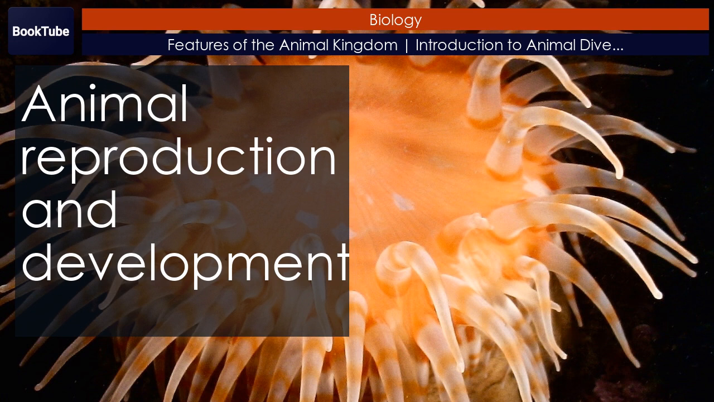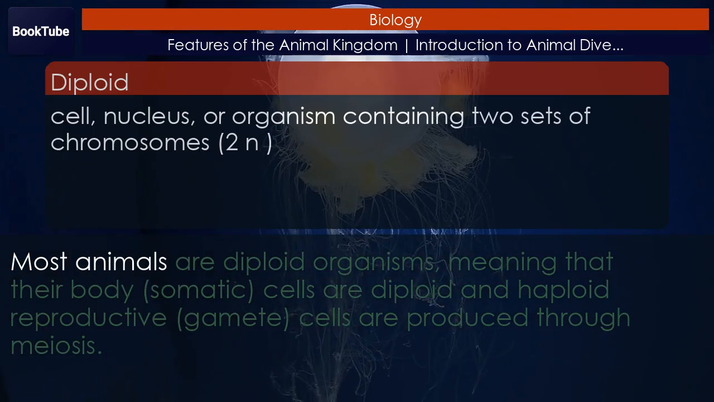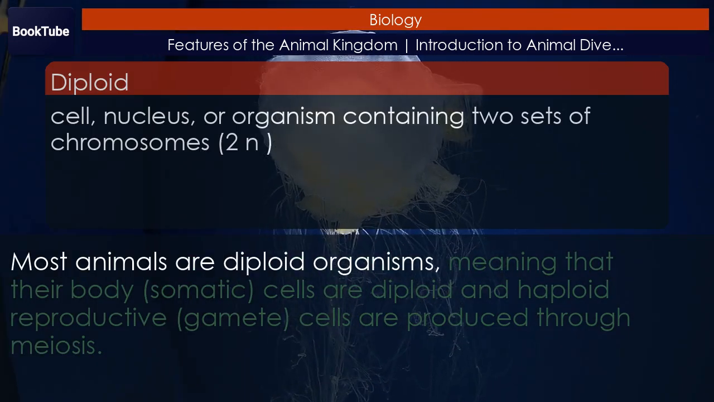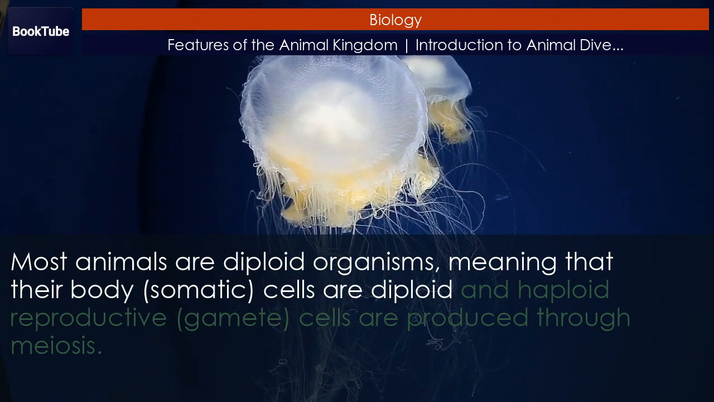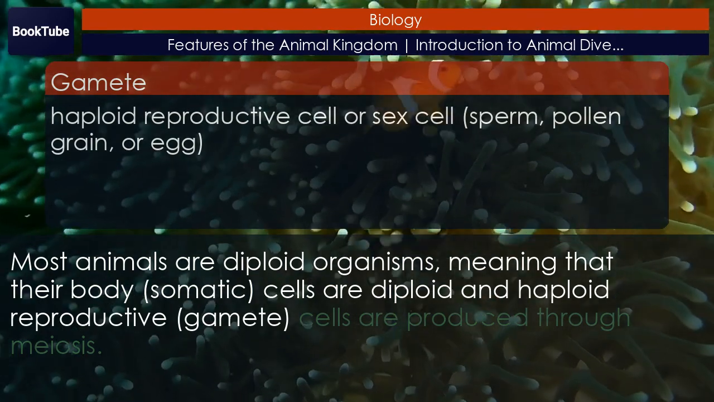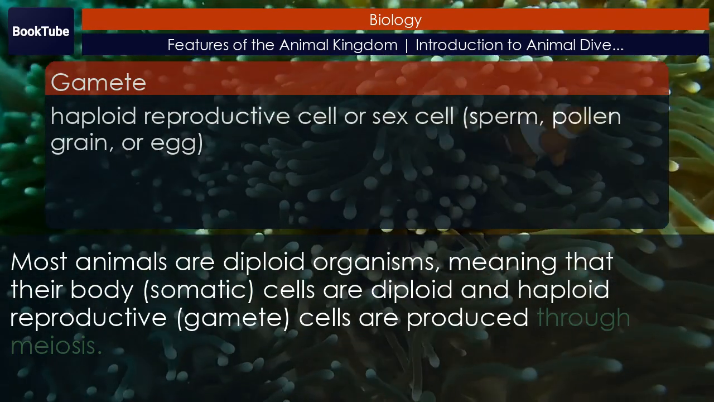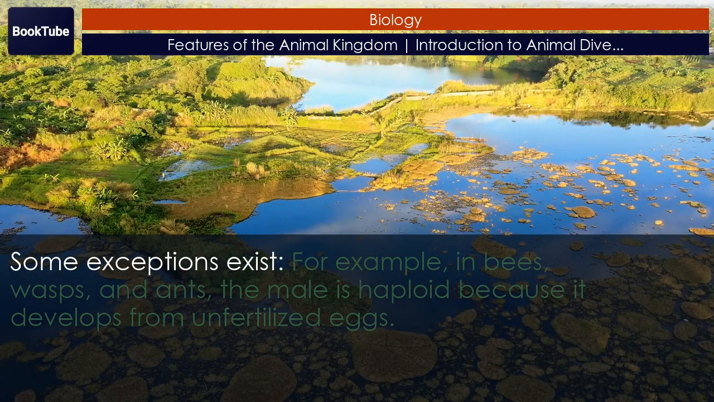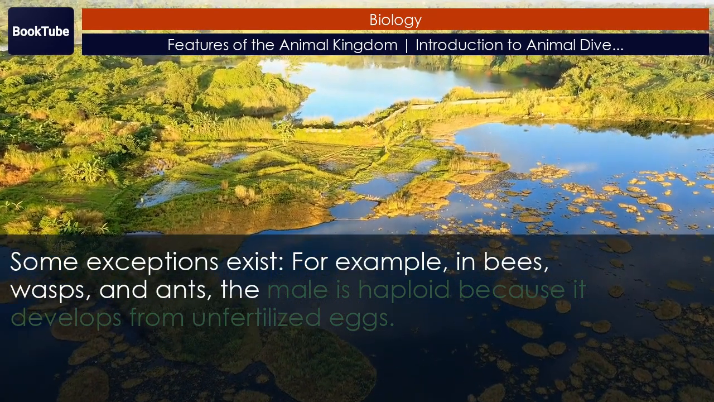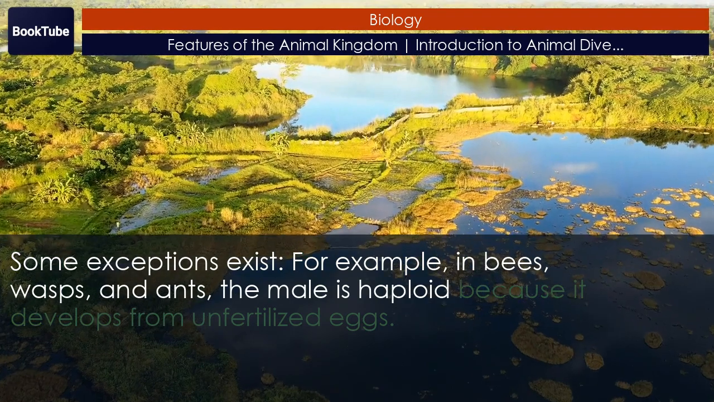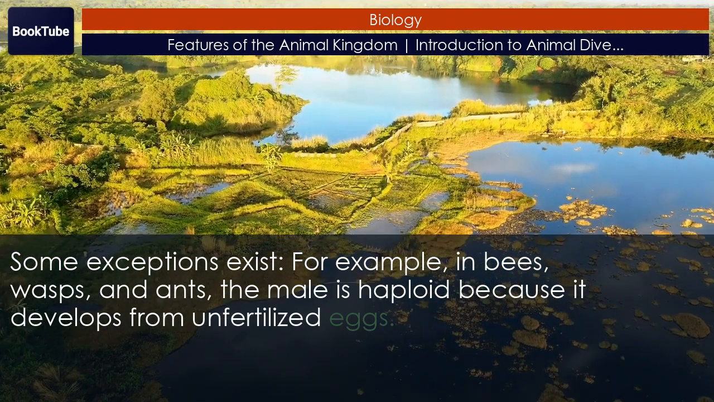Animal reproduction and development. Most animals are diploid organisms, meaning that their body, somatic, cells are diploid and haploid reproductive gamete cells are produced through meiosis. Some exceptions exist. For example, in bees, wasps, and ants, the male is haploid because it develops from unfertilized eggs.